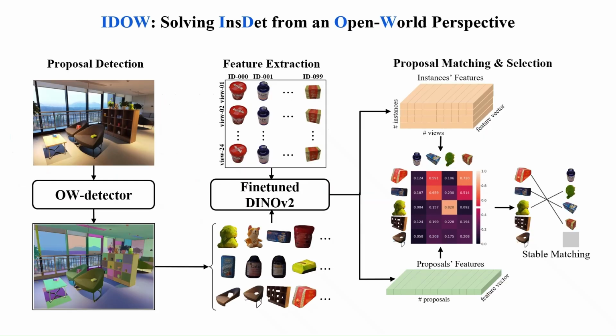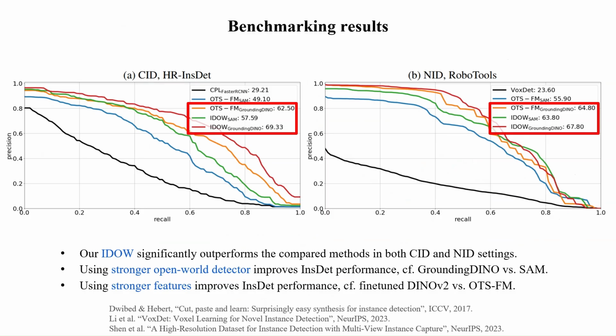In the whole pipeline, we run an object detector or open-world detector, like SAM or Grounding DINO, or those famous ones, to get proposals. Once we have the proposals, we run the fine-tuned DINOv2 to represent the proposals as well as the visual examples, and we can construct a similarity matrix. Over the similarity matrix, we do feature matching. This is the whole pipeline that we call solving instance detection from an open-world perspective, IDOW for short.